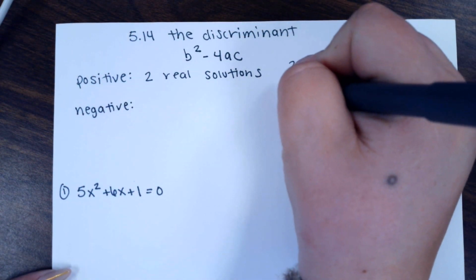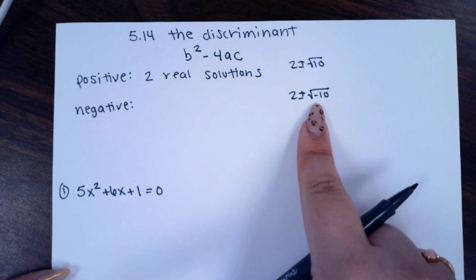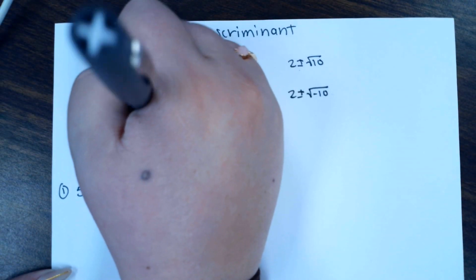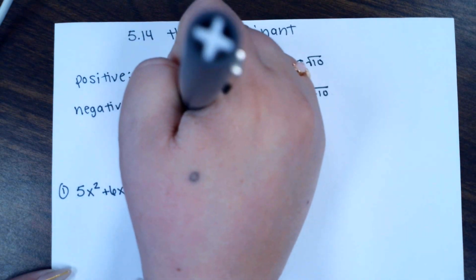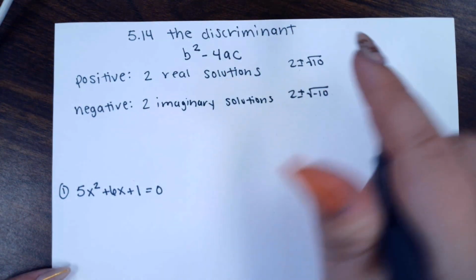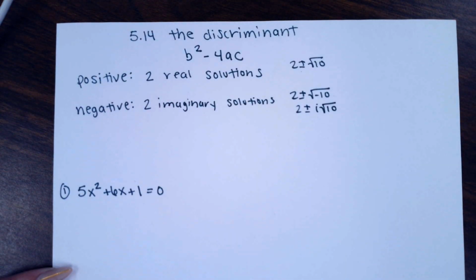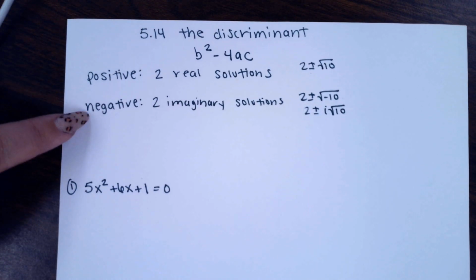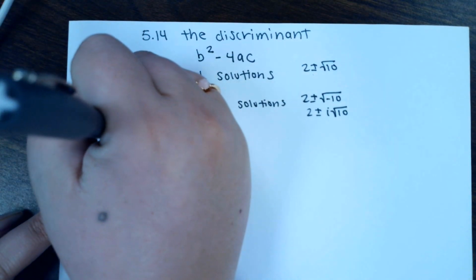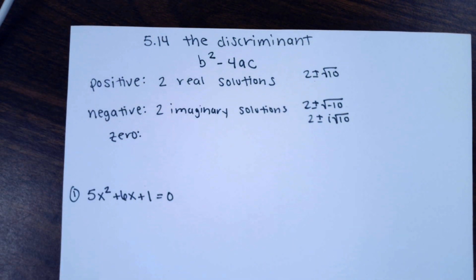We could also have a negative discriminant. So that would be like 2 plus or minus the square root of negative 10. Well, since we have a negative under the square root, we know we're going to have an imaginary number there, right? So we have two imaginary solutions because it'd be 2 plus or minus i root 10. So it could either be a positive number or a negative number. Well, that seems like it covers it all, right? Well, we could also be 0, right? 0 is neither positive or negative.